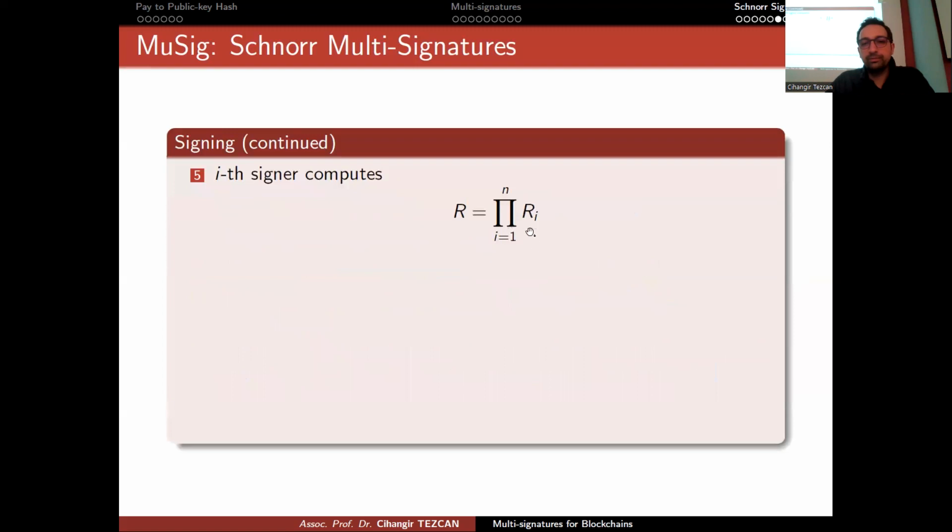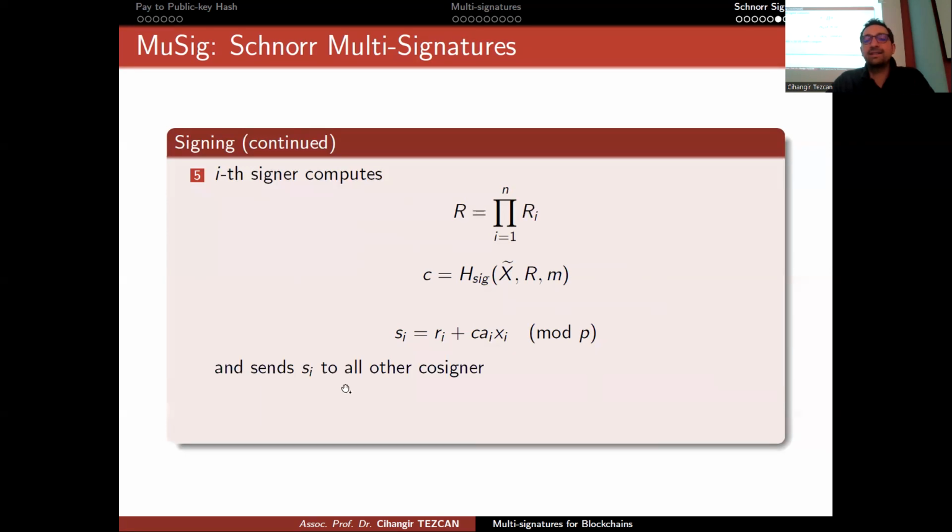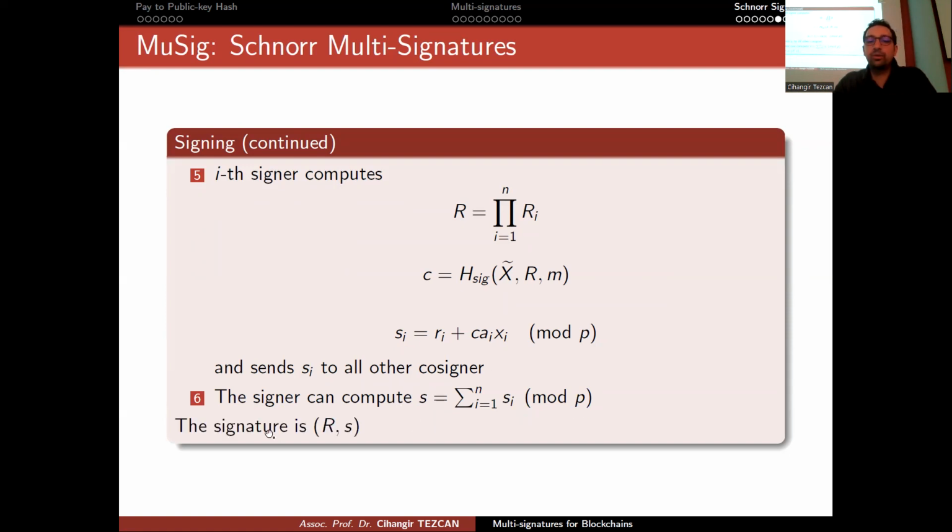So each signer computes this: everybody multiplies all of the R_i's and obtains a single R. They sign this by their aggregated public key. This is the aggregated R and the message. You obtain c. Then everybody calculates s_i. So everybody has their a_i's here. You just multiply these and perform this, and send s_i to all of the other cosigners. Now this is your third communication part actually. Now, since you received all of the s_i's, you sum all of them, modulo P, and obtain an s. Now your signature is this R and this s.